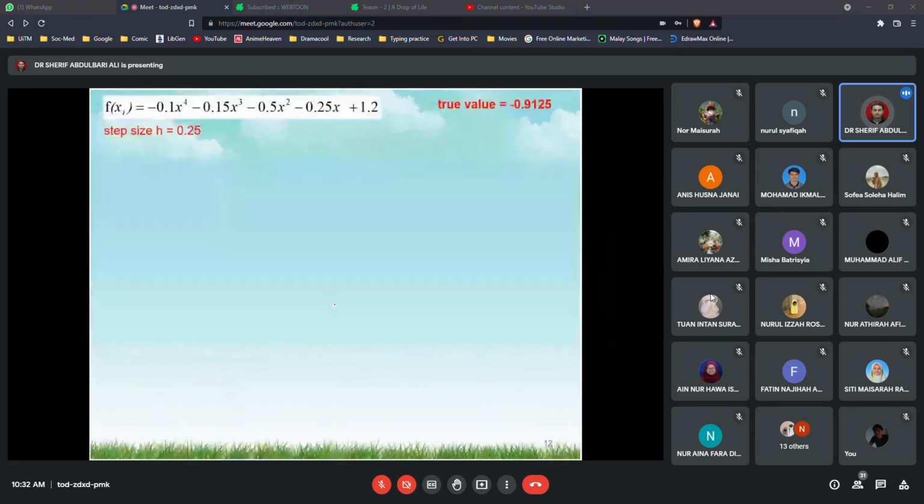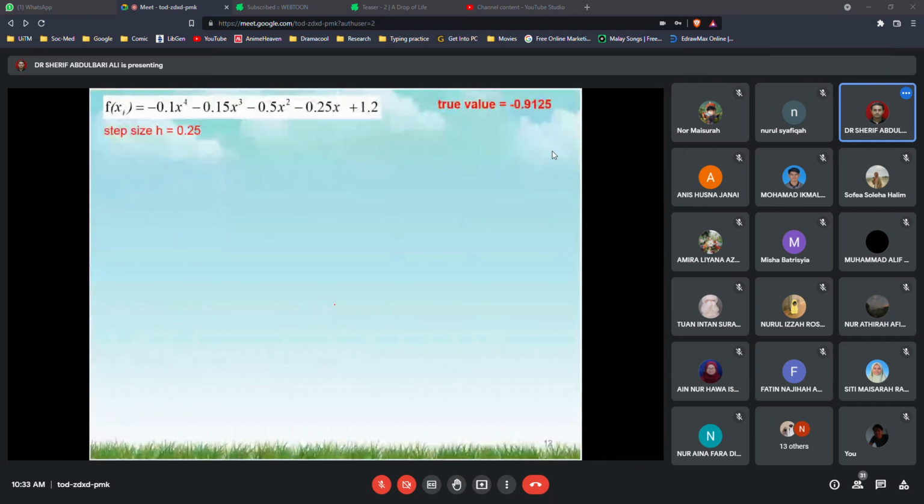Okay, just to refresh your mind, we are going to do it for the normal first. This is not high accuracy because we are only going to use xi plus 1 and xi minus 1, just to compare the results. So this is our function, and this is the true value.